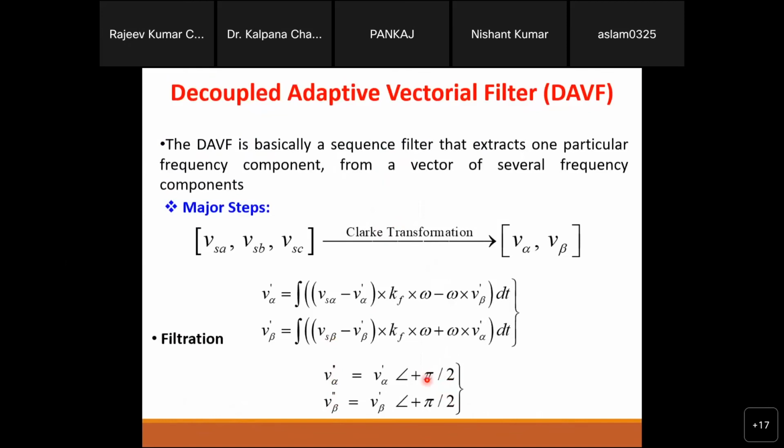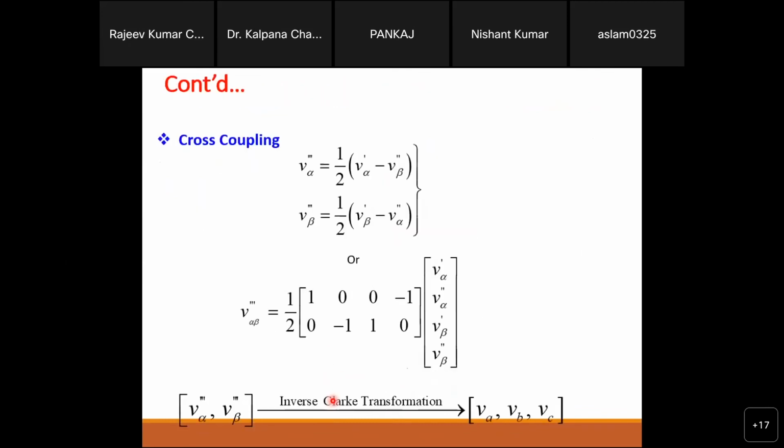Means plus 90-degree phase shift here and plus 90-degree phase shift here. So you can say this is a double dash, this is double dash. After that you will see this is a cross coupling. So cross coupling through this way, or through these calculations you can also go. And after that, if this is three phase, then you can go for the inverse Clark transformation for that purpose.